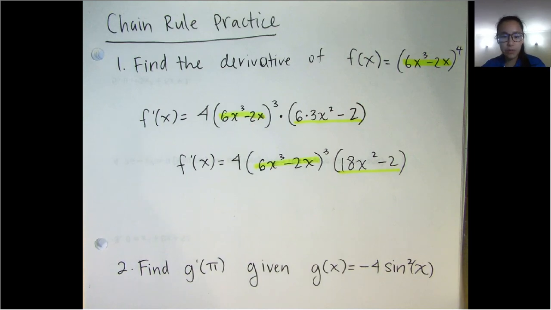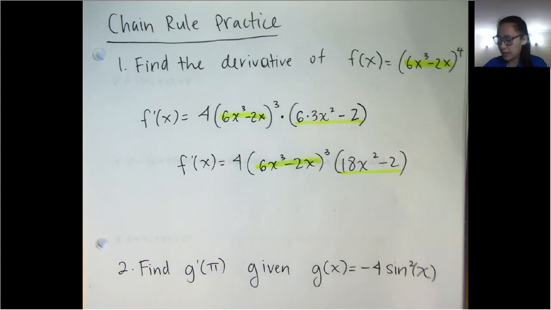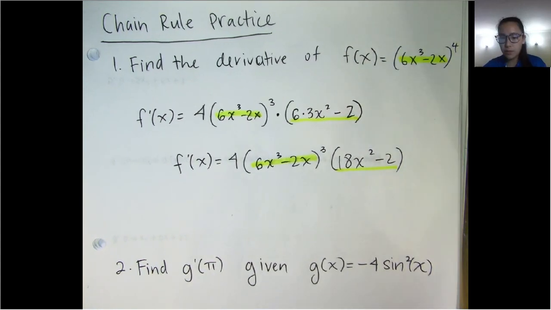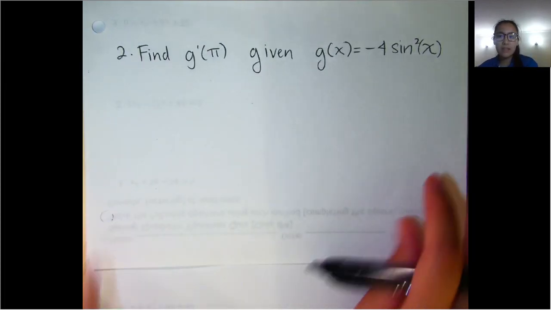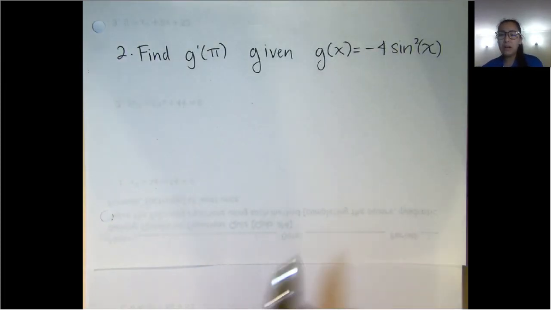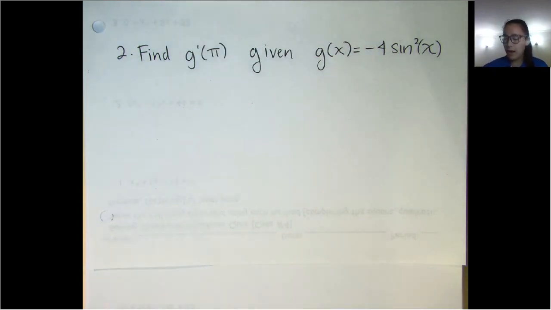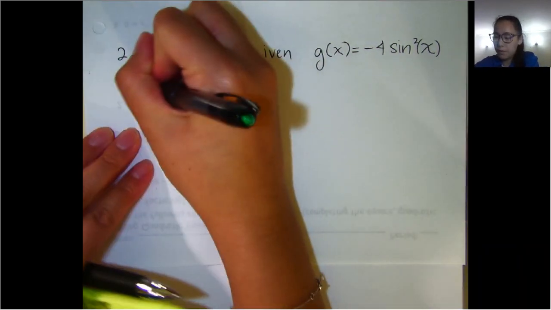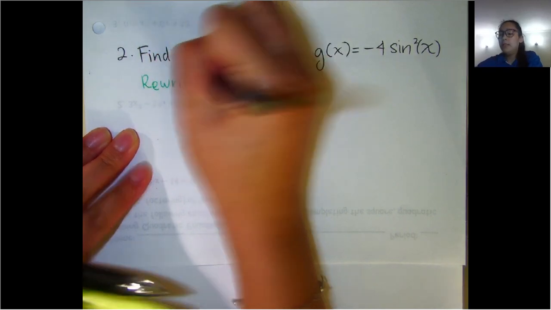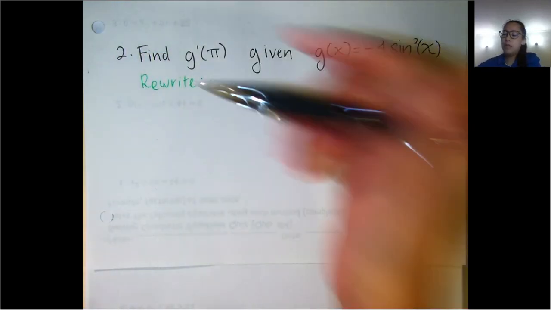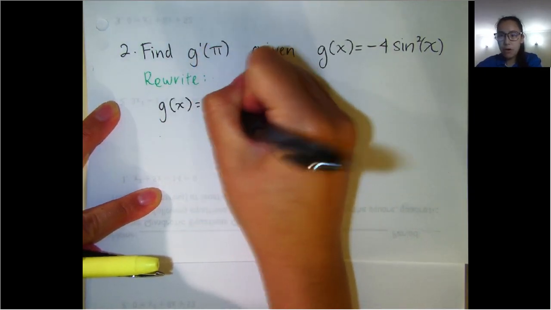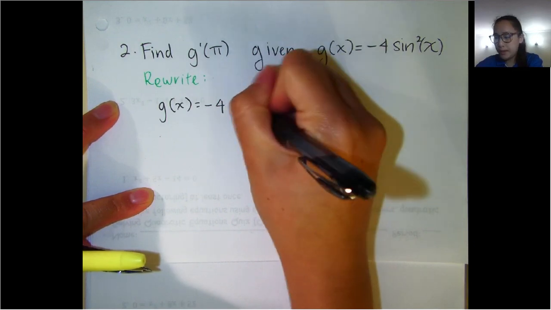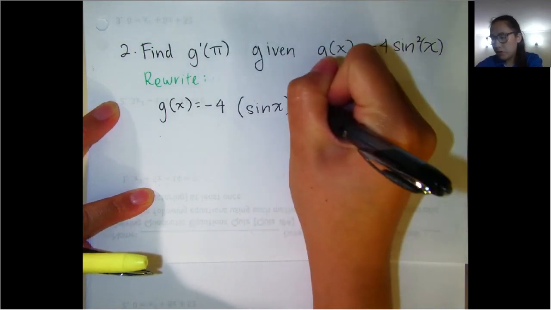All right, so find g prime of pi given that g of x equals negative 4 times sine squared of x. For this one, what sometimes confuses people is the notation. Having that squared there kind of confuses people. So we're going to start by rewriting it in a way that's more familiar. If you rewrite this, it'll be the same as g of x equals negative 4 times, in parentheses, sine of x all squared.